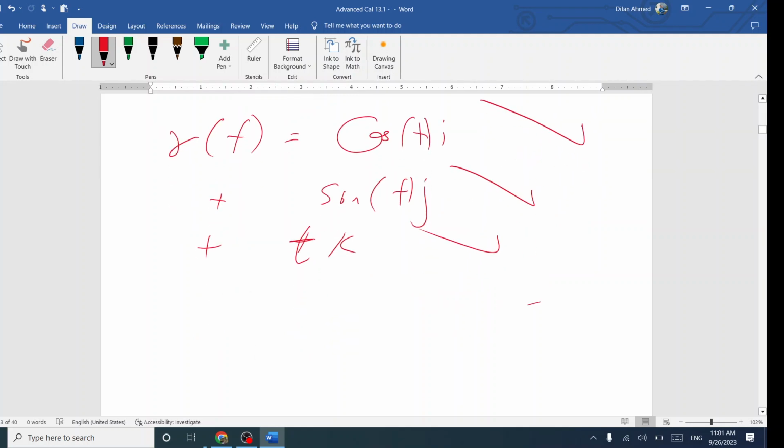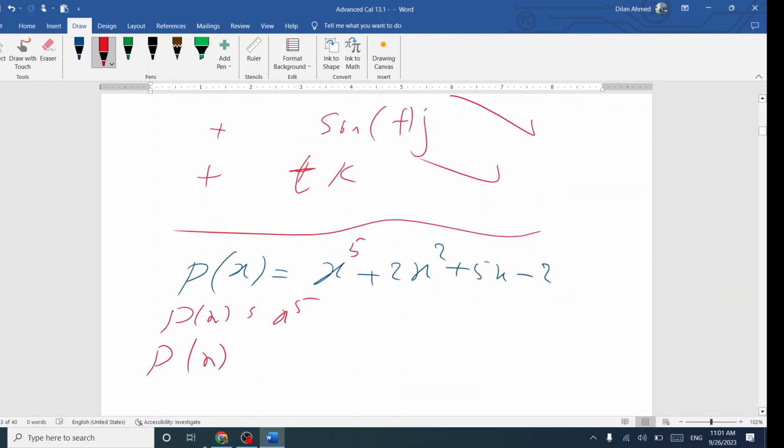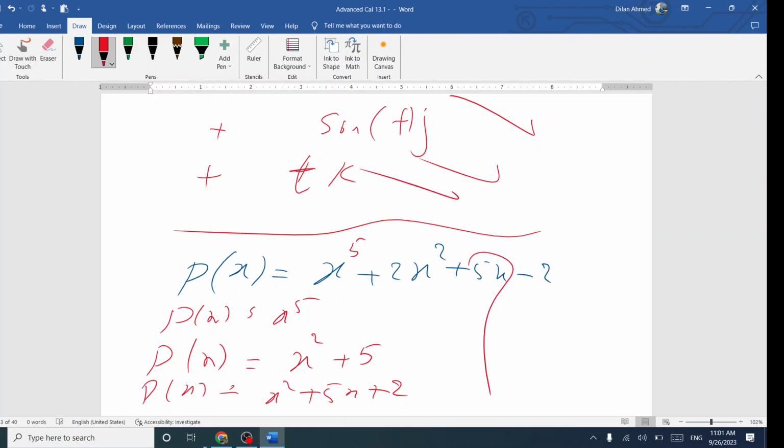You know it's a polynomial? Let me give you the polynomial. For example, if I say p of x equals x cubed plus 2x squared plus 5x minus 2, it is called a polynomial. Maybe a polynomial is a monomial, maybe a binomial, maybe a trinomial, maybe a lot of terms. So if one, two, three terms does not make a change, it is continuous everywhere. So yes, t cubed is continuous.